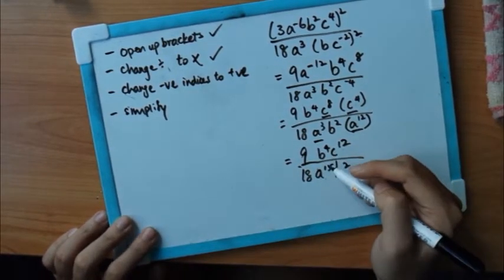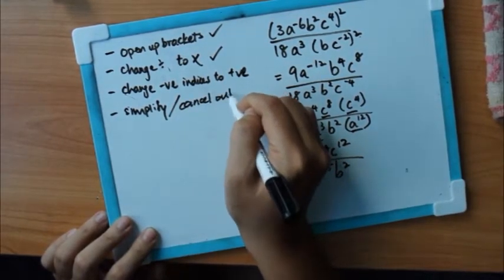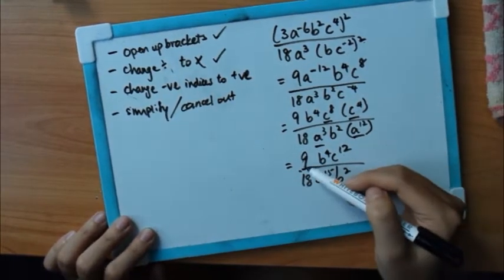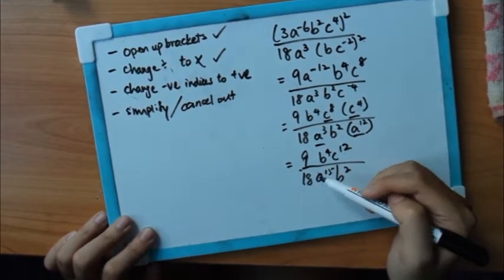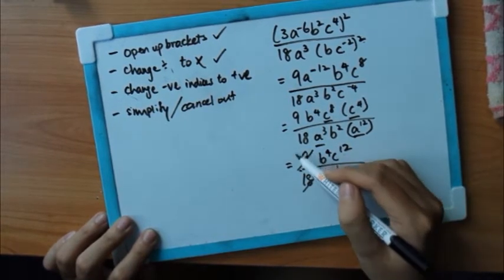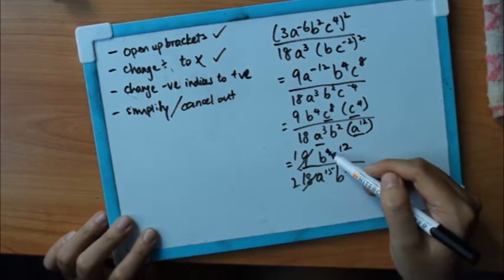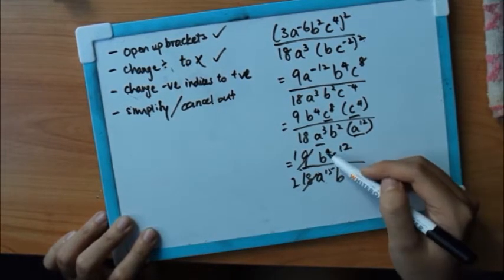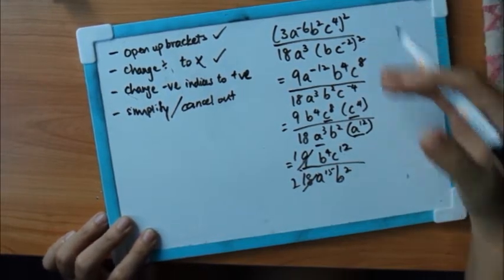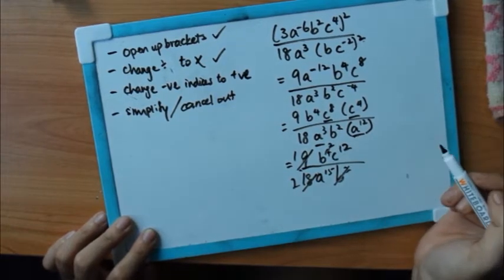So now I can simplify. So to simplify, you can cancel out basically. So what cancelling out means, I divide top and bottom by a common factor, okay? Basically, I divide by 9. So this is 1 and this is 2, correct? B, I have b on top, b below. So I take out 2 b's on top and I take out 2 b's on the bottom. This becomes b squared, okay?